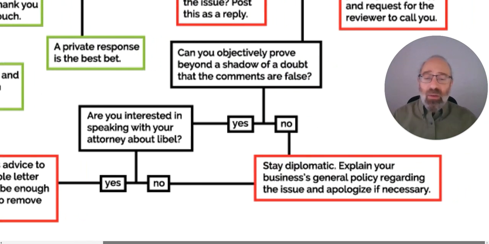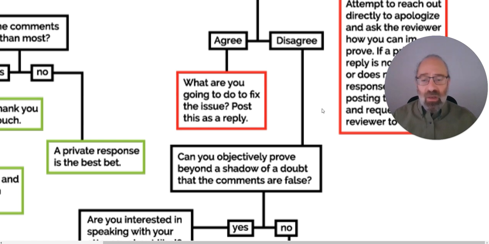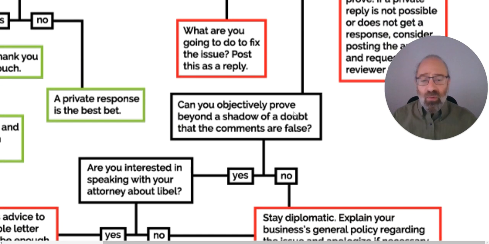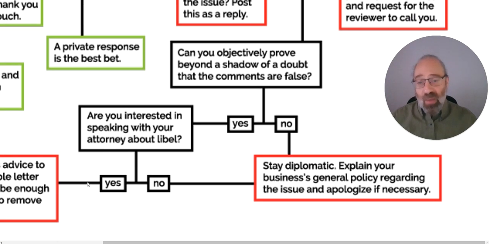Now, if you're not interested in bringing lawyers in, then ultimately you want to stay diplomatic, explain your business's general policy regarding the issue, and give a polite apology as necessary. If we shift back up here, and if you disagree, but you can't objectively prove beyond a shadow of a doubt, you're basically going to skip all thoughts of an attorney, go right to the stay diplomatic stage, and go from there. So there you have it.